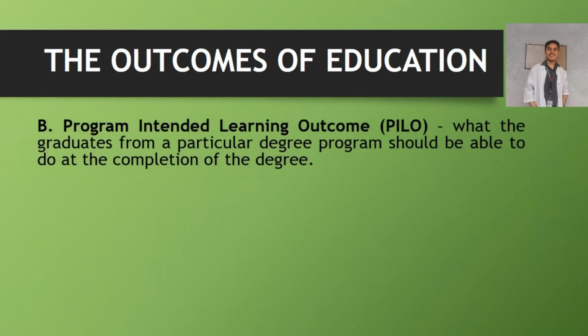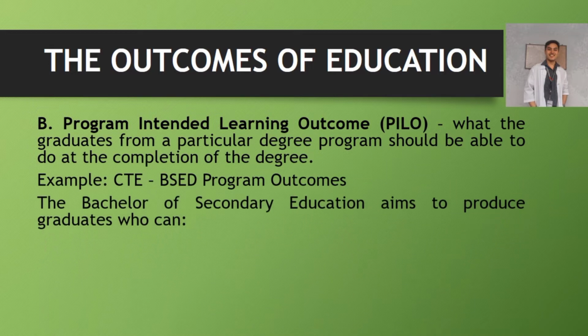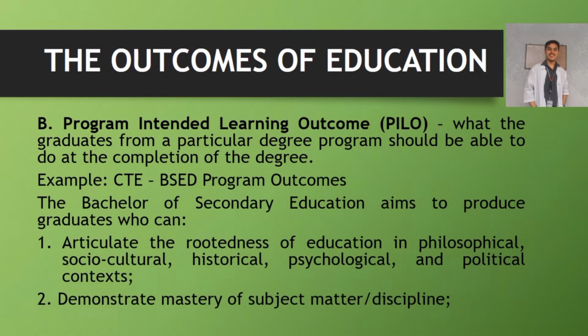So the next one is the program intended learning outcome, or the PILO. It is what the graduates from a particular degree or program should be able to do at the completion of the degree. So for instance, after completion of a degree or after graduation, graduates of education were monitored by the school if they passed the board exam or landed jobs, etc.